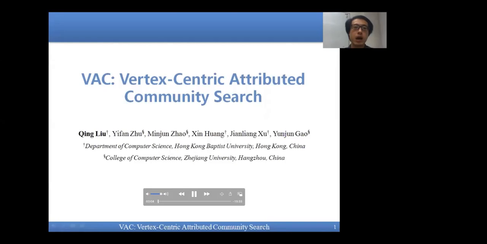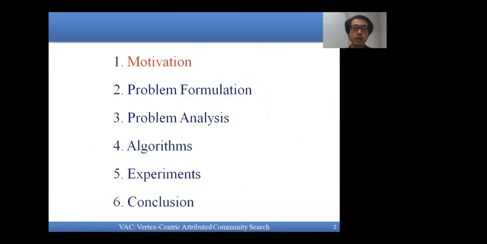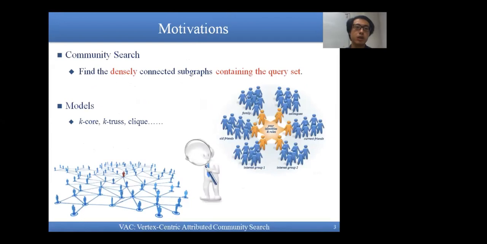Yeah. I will introduce our work, vertex-centric attributed community search. I will introduce our work from the following six aspects. Communities are ubiquitous in graphs. Community search aims to find densely connected subgraphs containing the query set. It can help users find personalized communities.